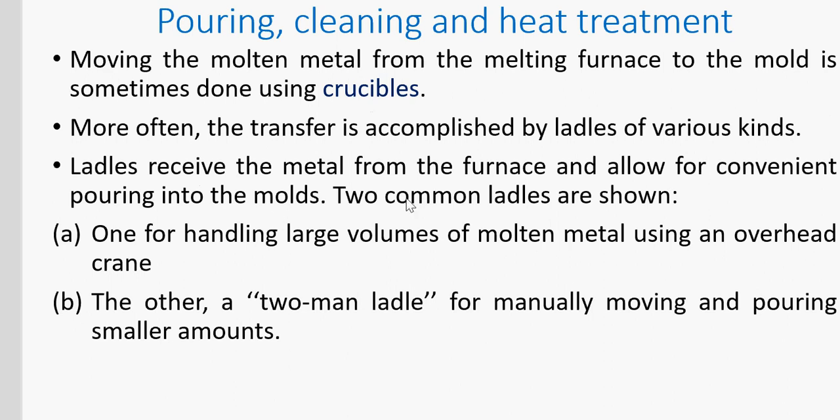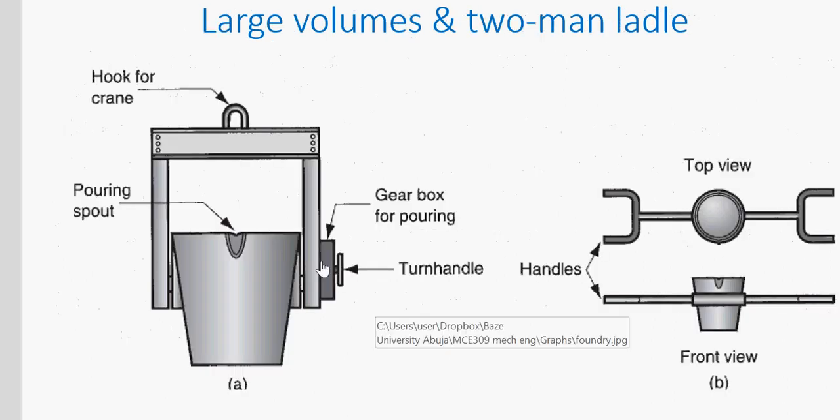So we have two common types of ladle. We have the large volume ladle and the two-man ladle. So let's look at them here. This is the two-man ladle. Can you see the top view? One person will hold this and the other person will hold this, and this is the crucible.